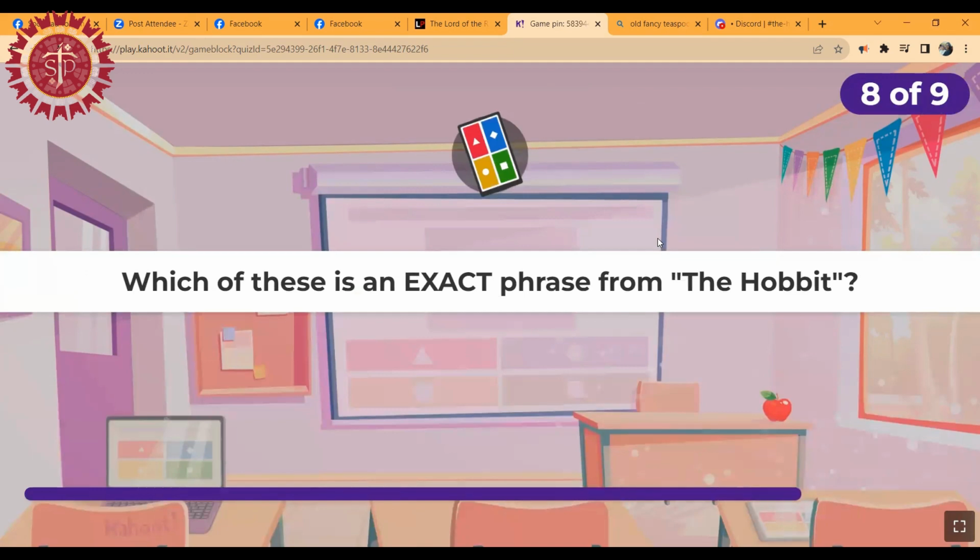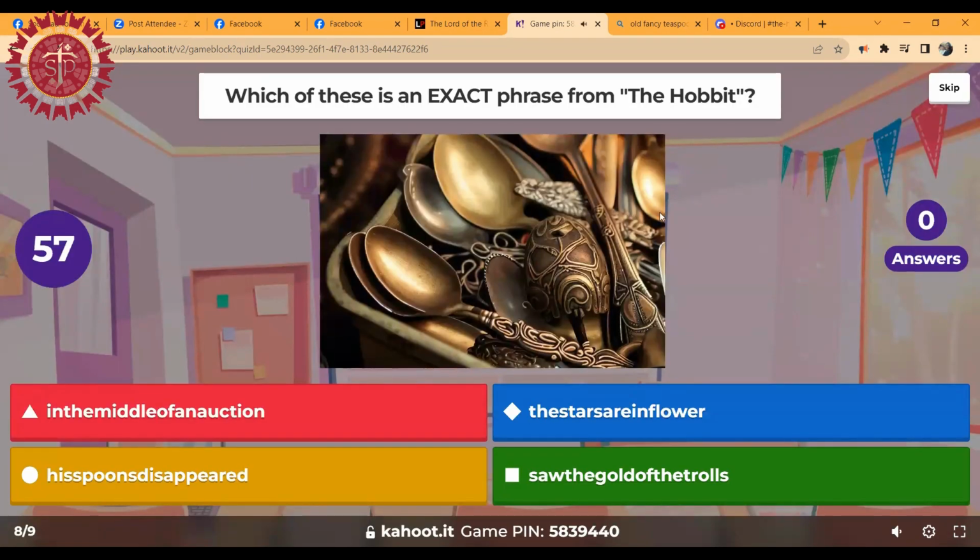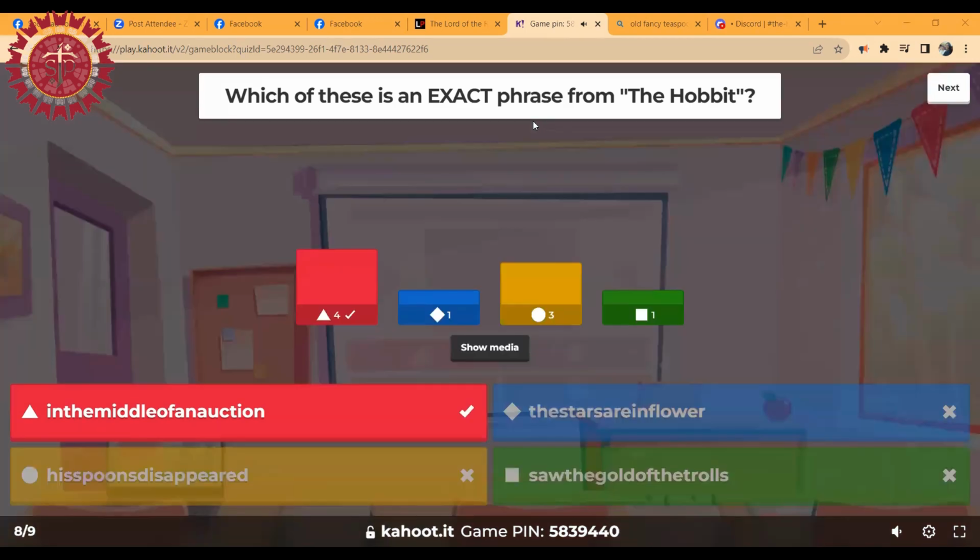Now, we're gonna read some things, and this is like a personal challenge. This is a class of the day. Which of these is an exact phrase from The Hobbit? In the middle of an auction, the stars are in flower, his spoons disappeared, or saw the gold of the throne. There's a reason there's no space between the words, but one of these is exactly as it is in the book, with the spaces. The others are not exactly like it, but there's a point I want to make here after you answer.